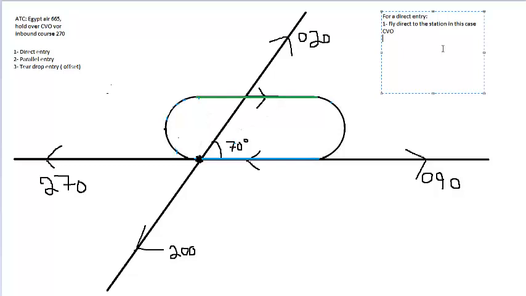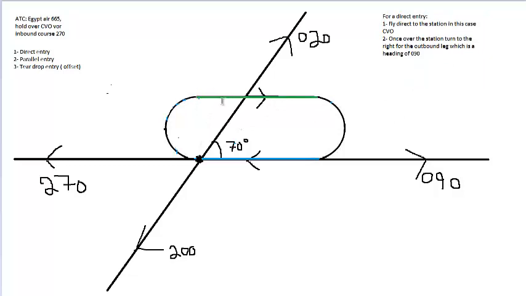Once we are over the station, turn to the right for the outbound leg, which is heading of 090. Once we do that, we fly the hold parallel. We fly the hold normally.